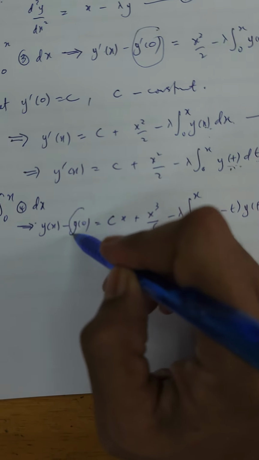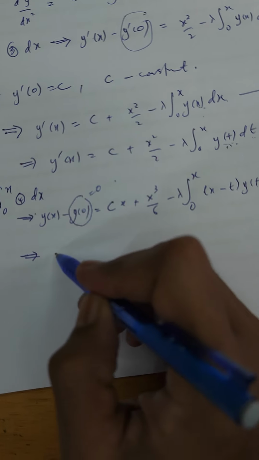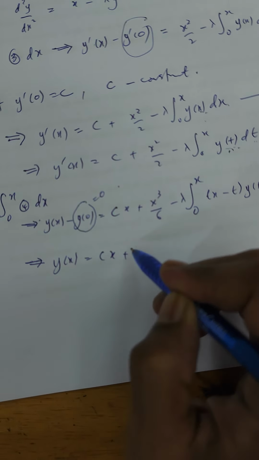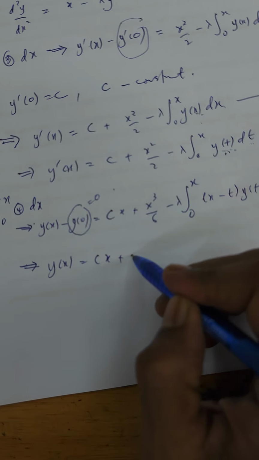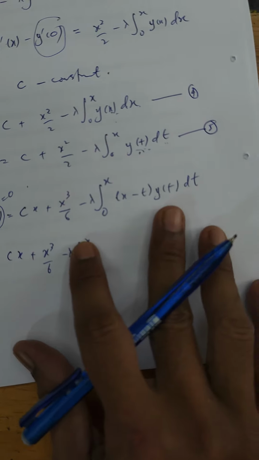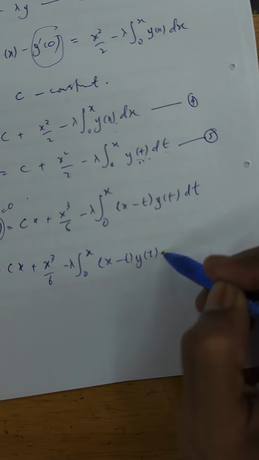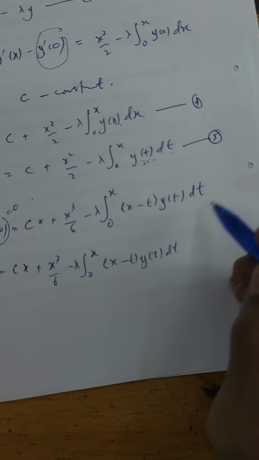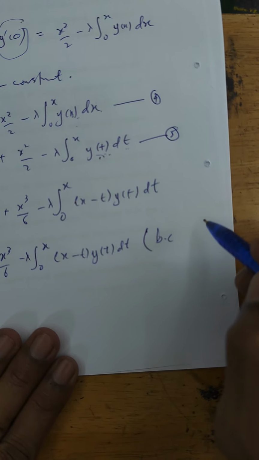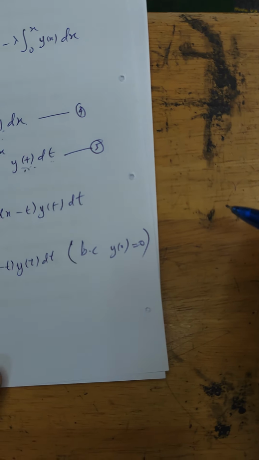Okay, and since from the boundary condition this one is 0, what is left is that y(x) is equal to cx plus x cubed over 6 minus lambda integral from 0 to x of (x minus t) y(t) dt. Since we use the boundary condition, from the boundary condition y(0) equal to 0.